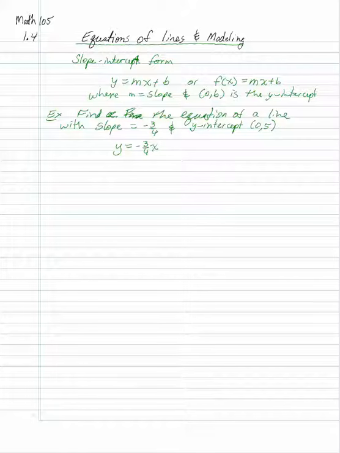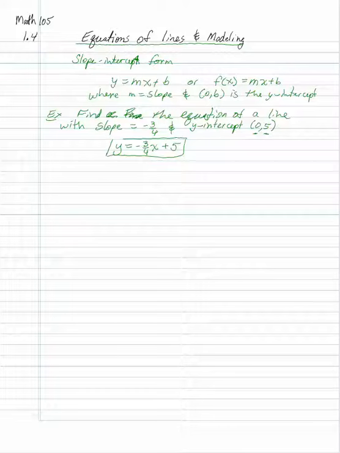So remember, it's mx plus b. And then the b is the y-coordinate of the y-intercept. So (0, 5) is the y-intercept, so 5 is b. So we put plus 5, and you're done. There's really no work to do.